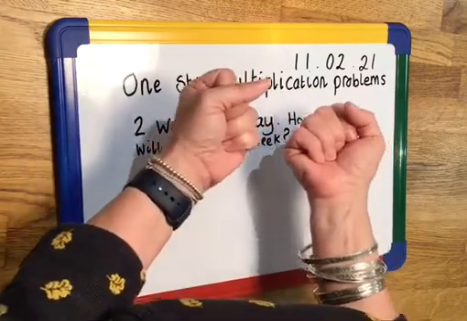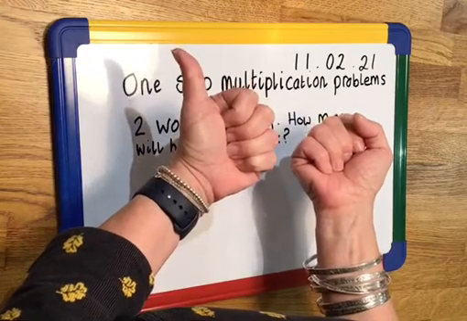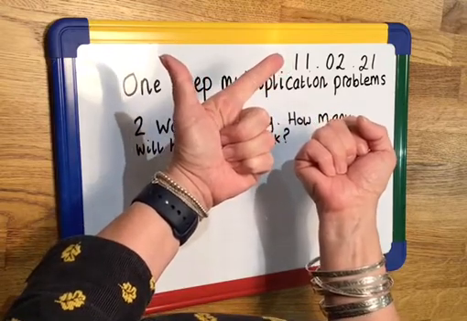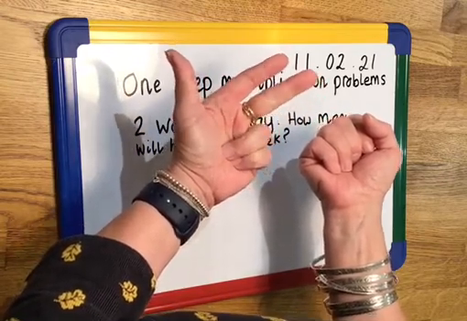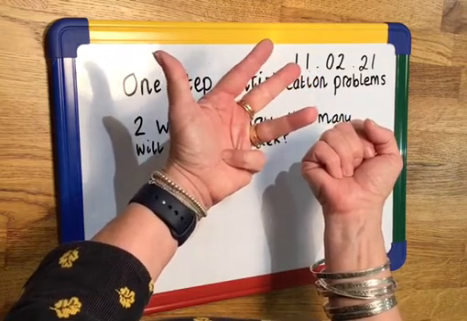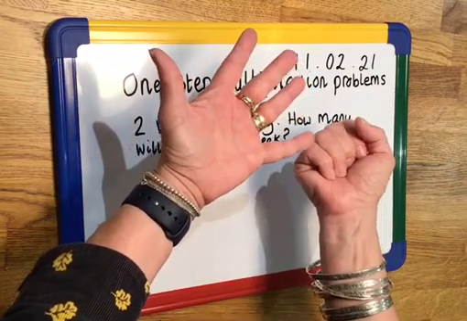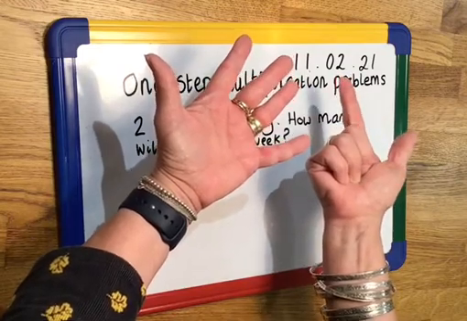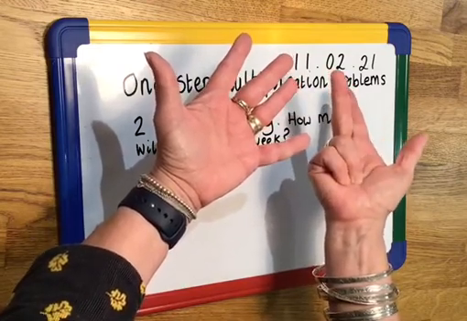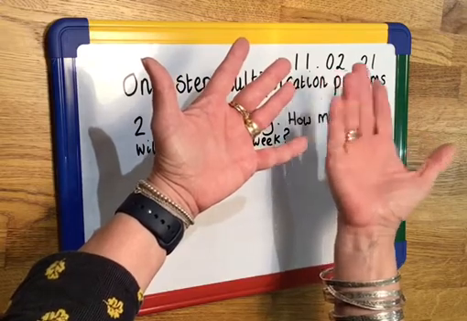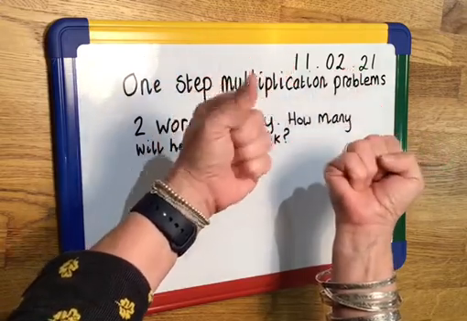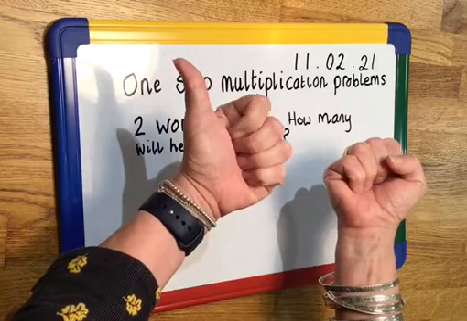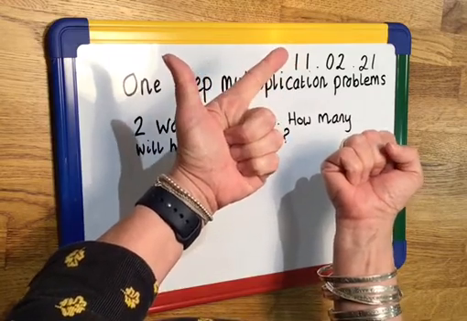Let's start with our 2 times table. 1 times 2 is 2, 2 times 2 is 4, 3 times 2 is 6, 4 times 2 is 8, 5 times 2 is 10, 6 times 2 is 12, 7 times 2 is 14, 8 times 2 is 16, 9 times 2 is 18, 10 times 2 is 20, 11 times 2 is 22, 12 times 2 is 24.